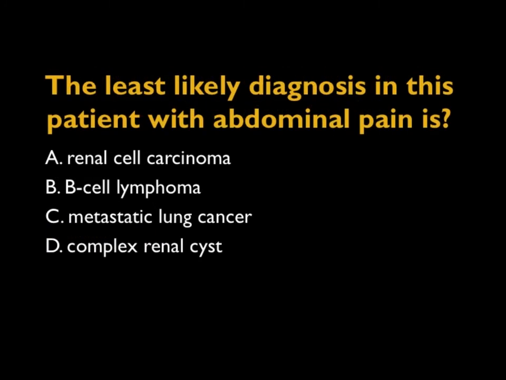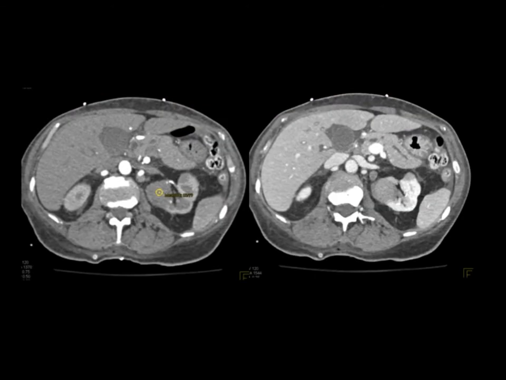In this case, I asked you what's the least likely diagnosis. So what are we looking at in the left kidney? There's a solid mass. It's not very vascular. There may be a second mass present that's a bit smaller. Now, could this be metastatic lung cancer? I guess it could. Usually they're hypovascular, so it's possible.